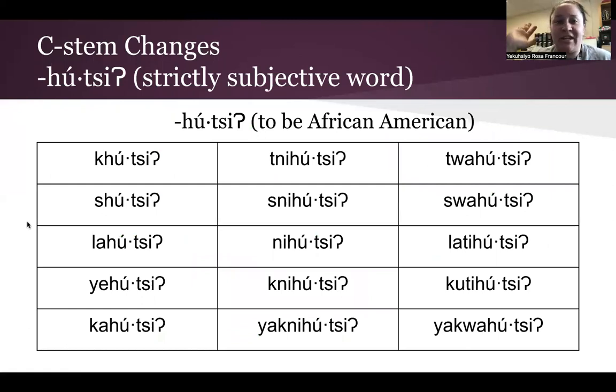So here are our changes for hunji. It's a C-stem verb, so we have to use C-stem subjective pronouns. The changes are kunji. I'll say it, and I'll have you repeat it. Kunji, sunji, la hunji, ye hunji, ga hunji, ni hunji, sni hunji, ni hunji, gni hunji, yagni hunji, dwa hunji, swa hunji, ladi hunji, gudi hunji, yagwa hunji. All right, those are our changes.